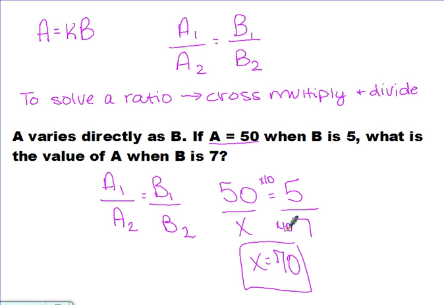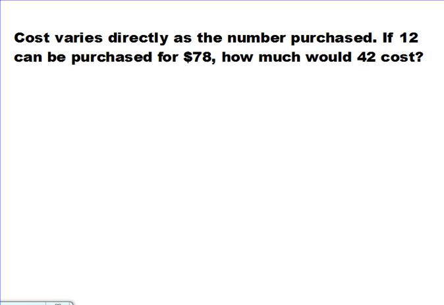These aren't too difficult, so this is the only example we're going to do. The next one I want you to do on your own. Go ahead and take a minute, pause the video if you need to, and copy this problem down in your notes so that you have something to refer back to. Then try to solve it. Cost varies directly as the number purchased. If 12 can be purchased for $78, how much would 42 cost? Pause the video, work this one out in your notes, and when you're ready to move on, hit play.